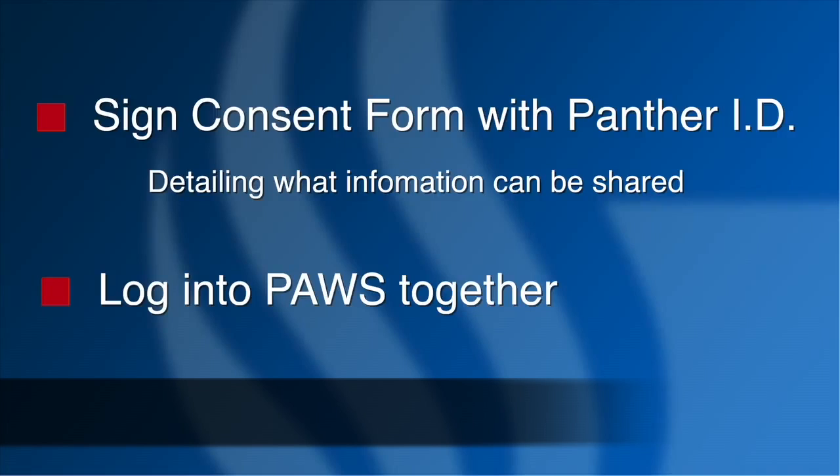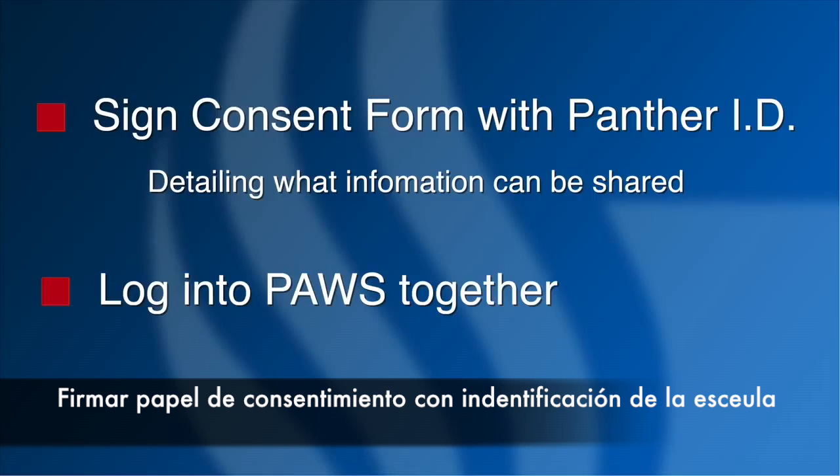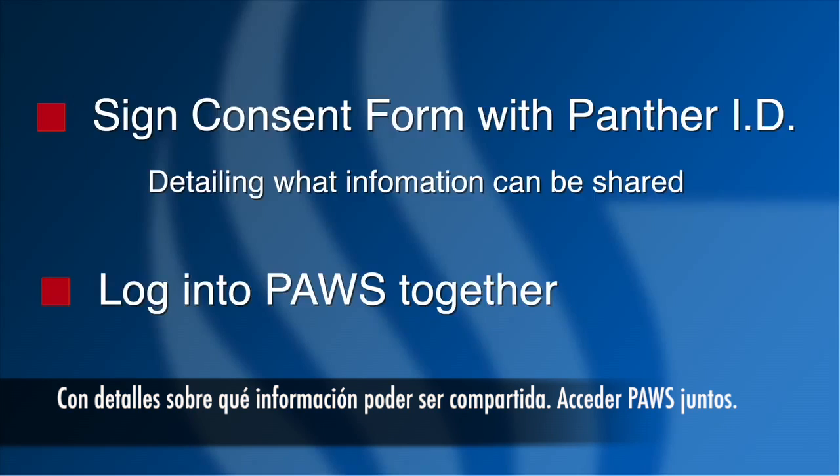You're very welcome. In order for the Enrollment Service Center to provide any information about a student's file to a parent, the student must submit a signed consent form along with a copy of their Panther card. The form must detail what information the student would like to share. Another option is for the parent and the student to log into PAWS together to review the information such as tuition cost.